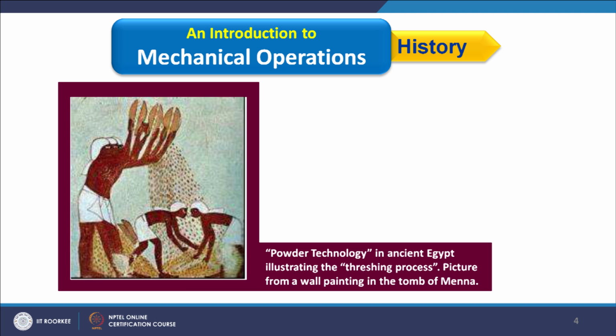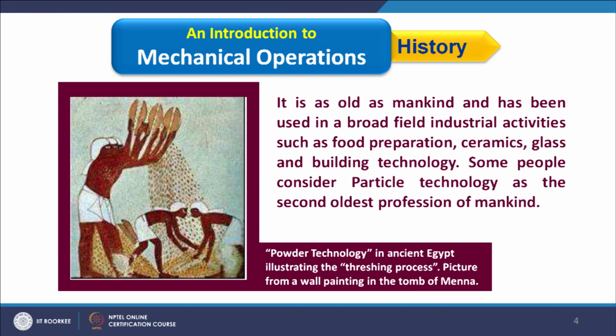Along with this, particle technology also comes under mechanical operation. So, as far as history is concerned, while seeing this figure we can say it is as old as mankind and has been used in a broad field of industrial activities such as food preparation, ceramics, glass and building technology. Some people consider particle technology as the second oldest profession of mankind. So, here two terms are there, powder technology as well as particle technology. Both are synonymous with mechanical operation. So, when I am talking about particle technology and powder technology, I am talking about mechanical operation only.